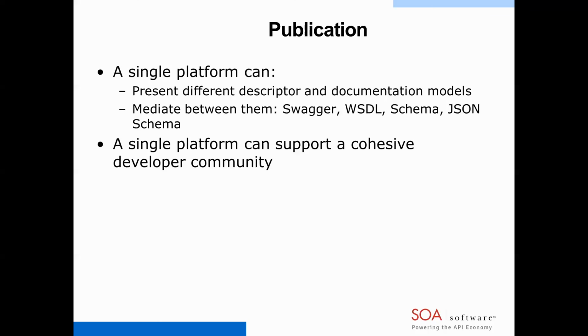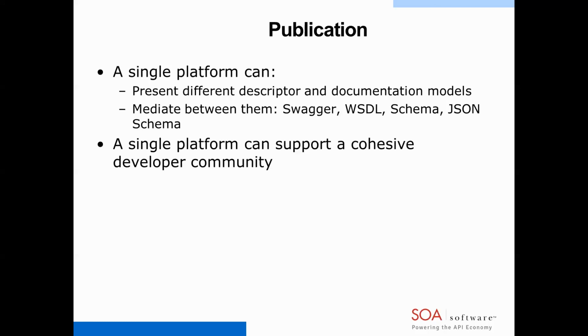It also needs to be able to mediate between them. For example, you might have Swagger, WSDL, schema, JSON schema, different kinds of ways to describe model objects, different ways of describing the endpoints, different ways of doing documentation that's either interactive or not, different descriptor models that might be consumed by different clients. And you need to be able to mediate between them to make it easier to manage these things.